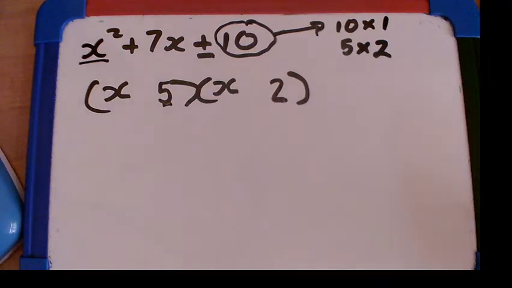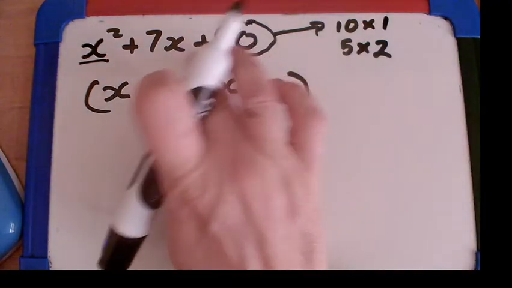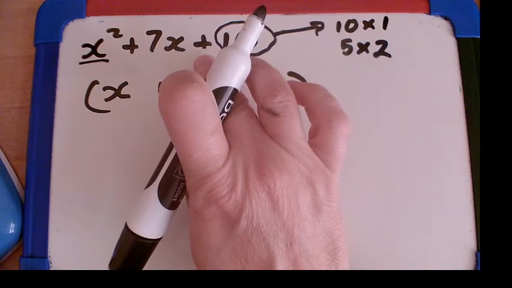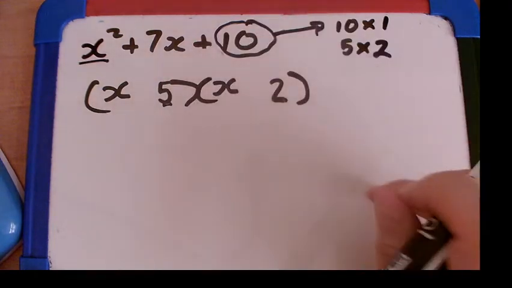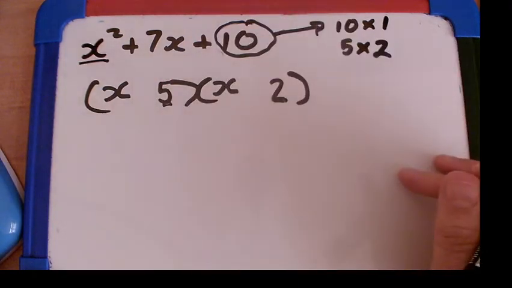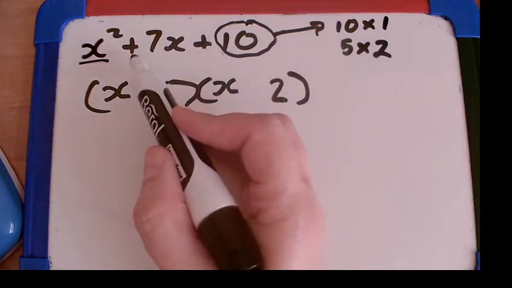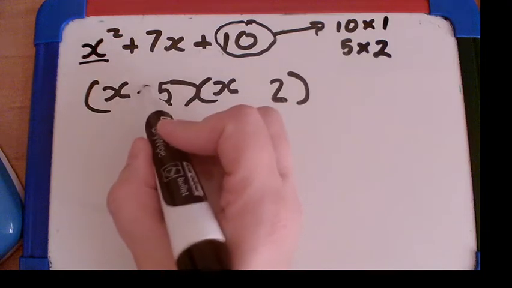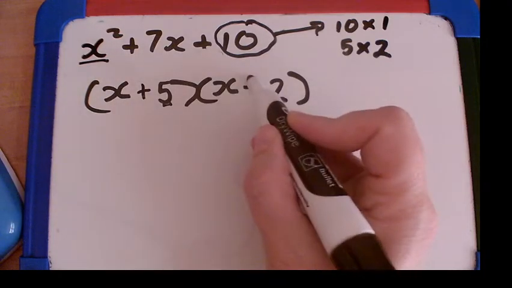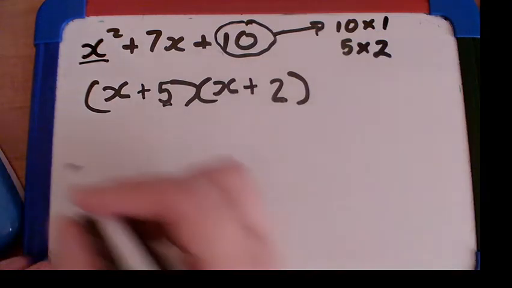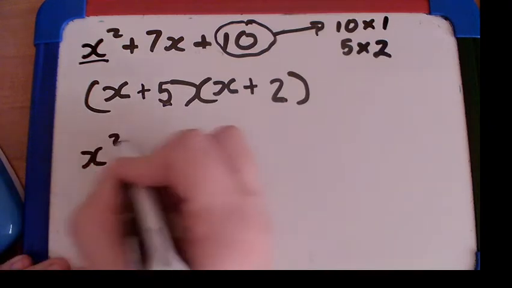Then we've got to think about the signs. Well, because this one's a plus, they must either both be pluses or both be minus, because a plus times a plus is a plus, and a minus times a minus is a plus. Well, the fact that this tells us we want a plus 7 means we need to have an add 5 and an add 2. And there we go, I'm done. Let's try one more where it's all plus, and then we'll look at some minuses.